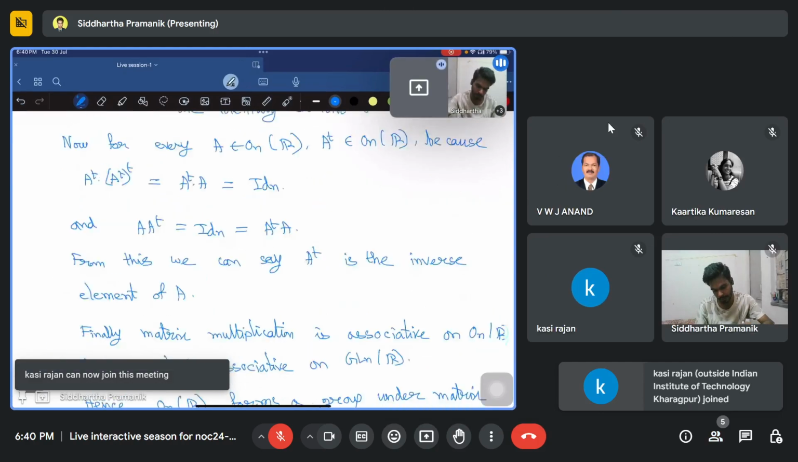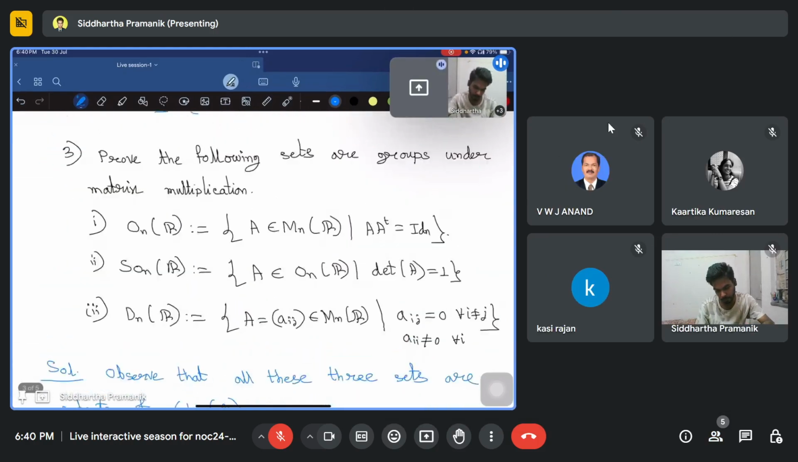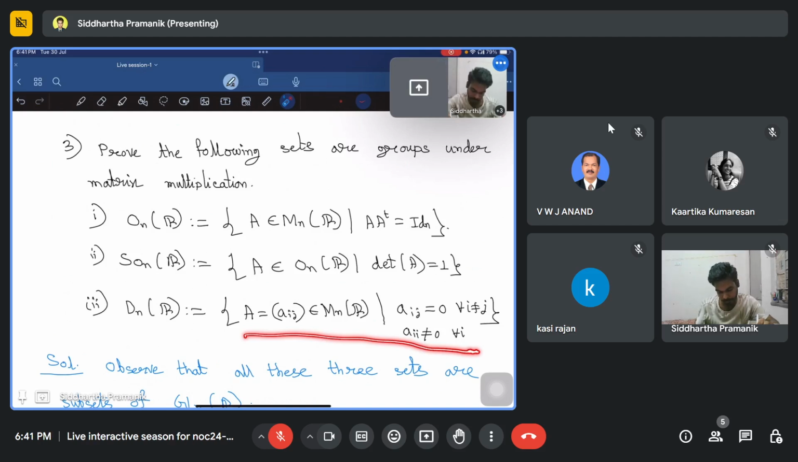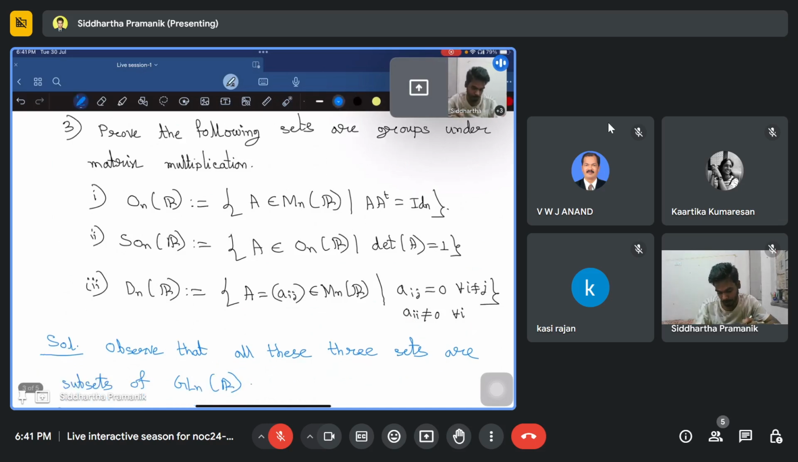Okay, let's go back to the problems. So we have done the first one, also the second one. Now finally the third one. We need to prove that the set of all diagonal matrices whose determinants are non-zero forms a group under matrix multiplication. Okay, so let's do it.